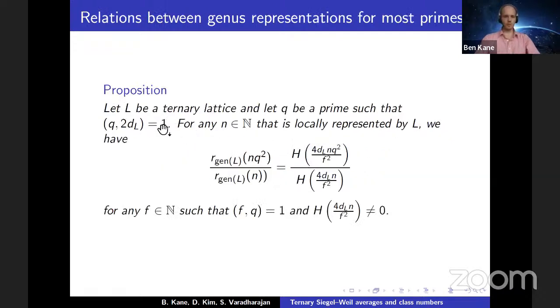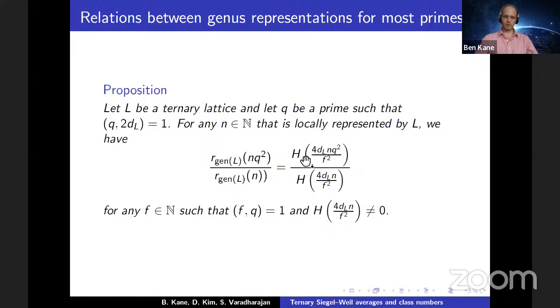So that leads to this proposition. Suppose we have a ternary lattice, doesn't have to be stable, and Q is a prime for which this GCD is 1. So Q does not divide 2dl. Then the number of representations by the genus of n times Q squared divided by the number of representations of n, sorry, there's an extra parenthesis here, is the same as the ratio of these class numbers.